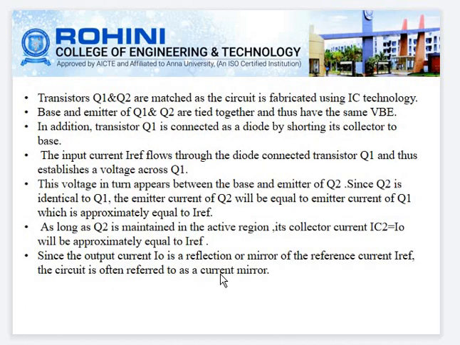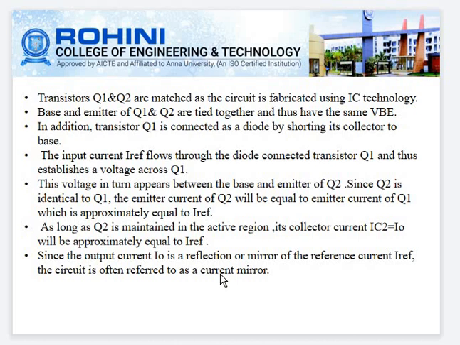The transistors Q1 and Q2 are matched as the circuit is fabricated using IC technology. The bases and emitters of Q1 and Q2 are tied together, and thus have the same base emitter voltage. In addition, the transistor Q1 is connected as a diode by shorting its collector to base. The input current I reference flows through the diode connected transistor Q1 and thus establishes a voltage across Q1. This voltage in turn appears between the base and emitter of Q2.